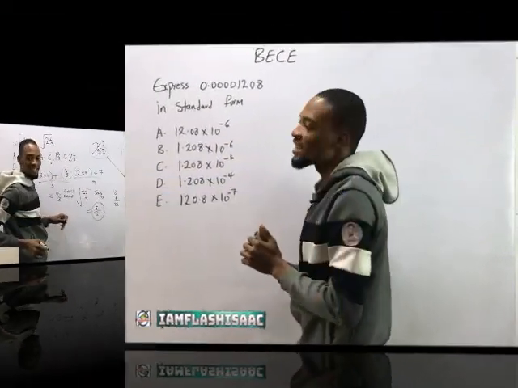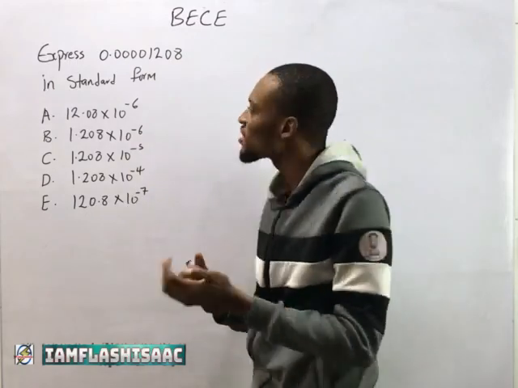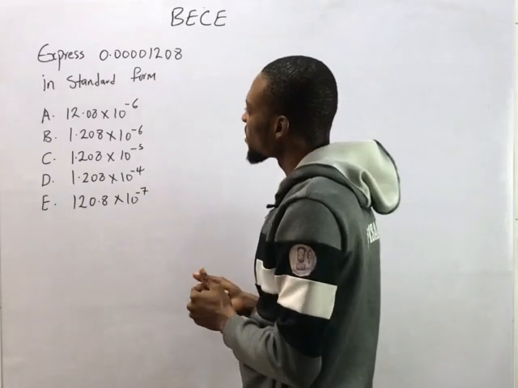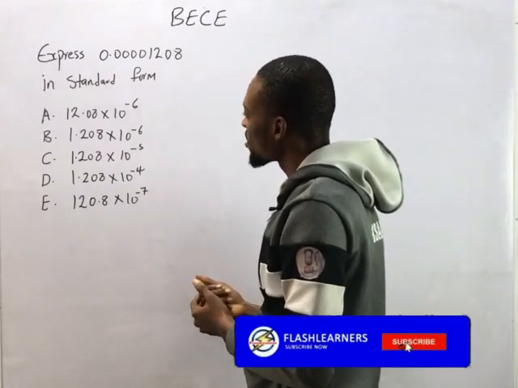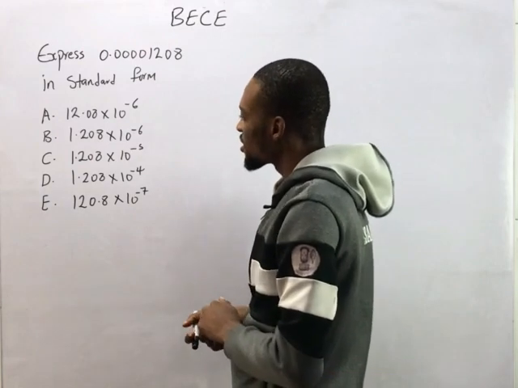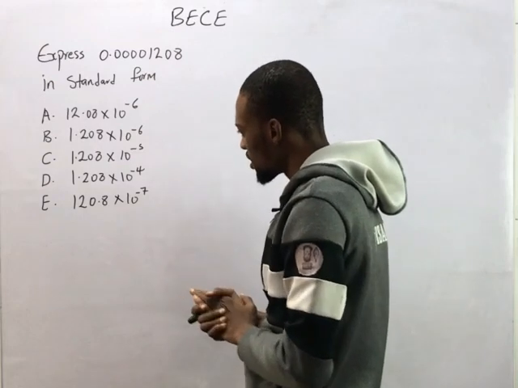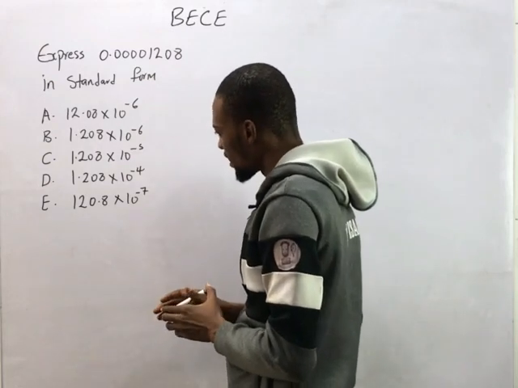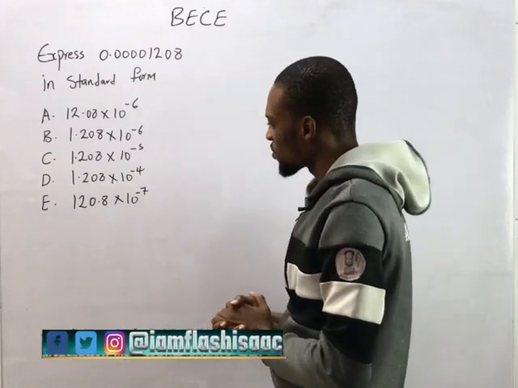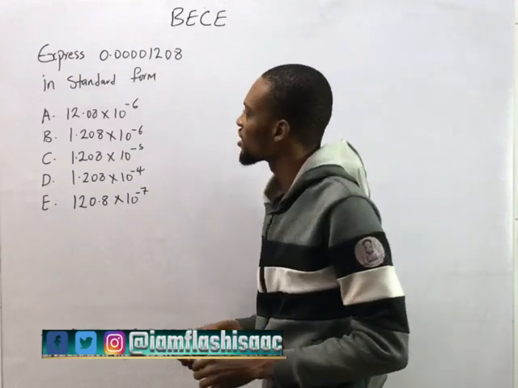So this question says, express 0.00001208 in standard form. A, 12.08 times 10 to the power minus 6. B, 1.208 times 10 to the power minus 6. C, 1.208 times 10 to the power minus 5. D, 1.208 times 10 to the power minus 4. E, 1.208 times 10 to the power minus 7. How do you do this?